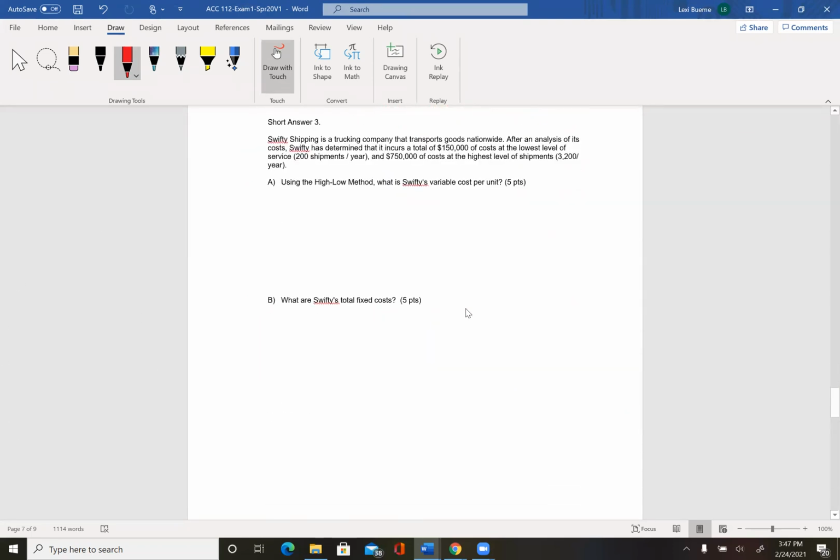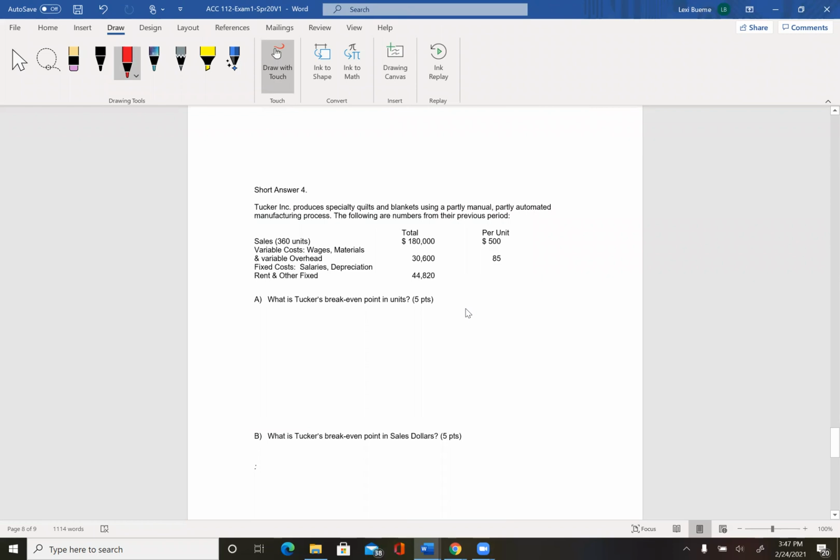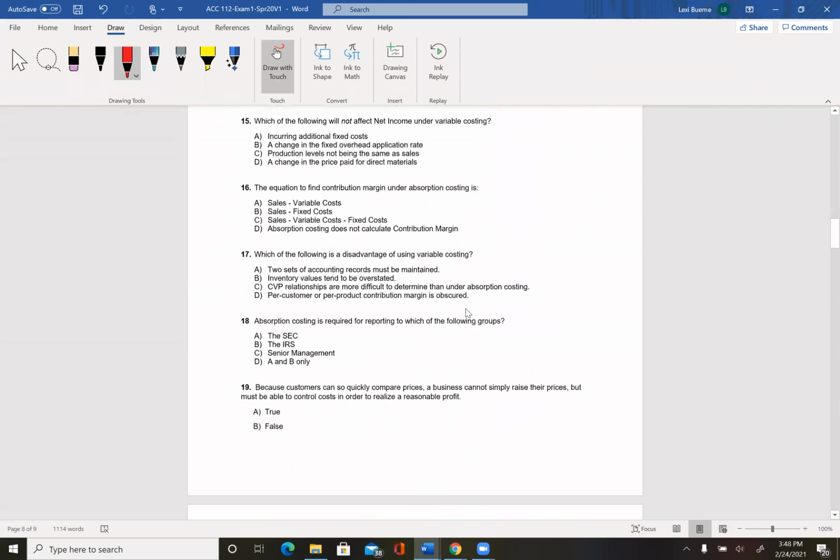And then for number 3. So for number 3 and 4, actually, we're not going to do these just because they're not going to be on the exam. You guys didn't learn these yet. So we are just going to go back up to the multiple choice.